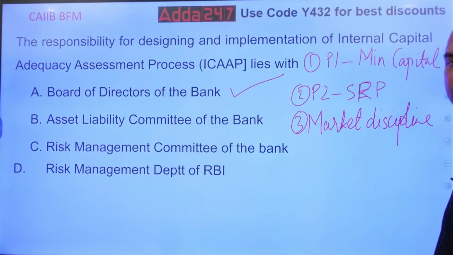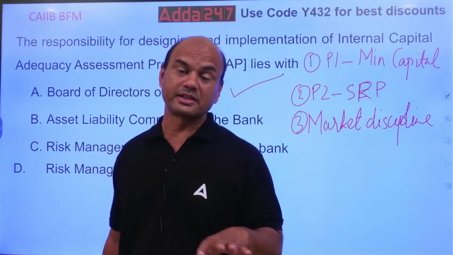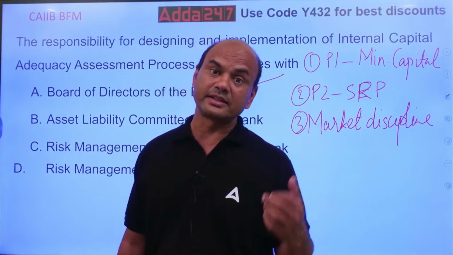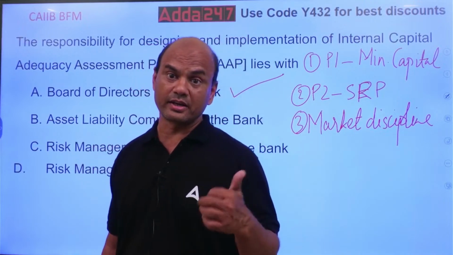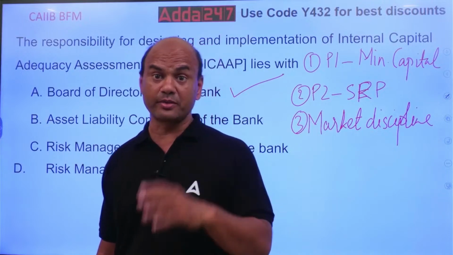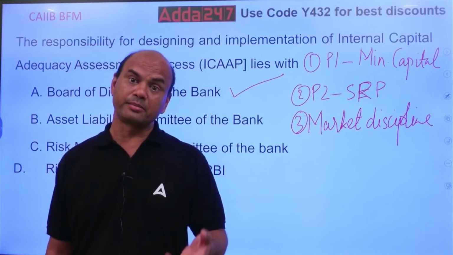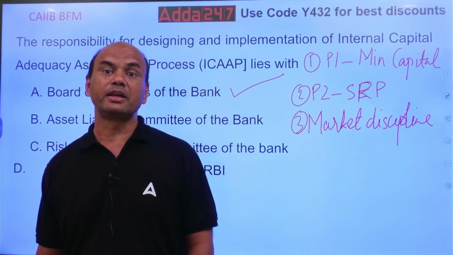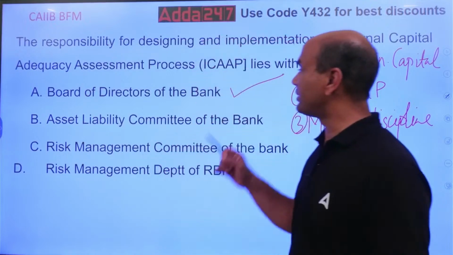P1, minimum capital requirement, is generally of three types: credit risk, ops risk, market risk. Now Basel III has added 4 ratios in that: CRAR, LCR, NSFR, leverage ratio. 4 ratios have been added in Pillar 1. In Pillar 2, SREP, ICAP has been added. ICAP means this capital adequacy assessment framework.